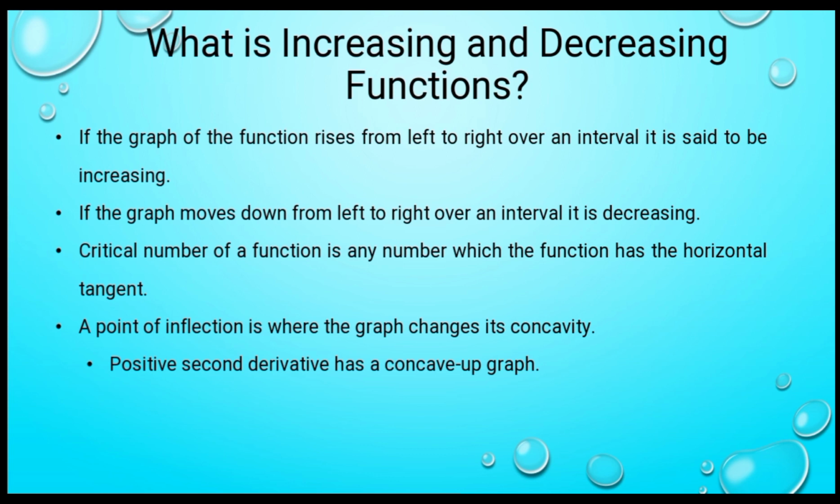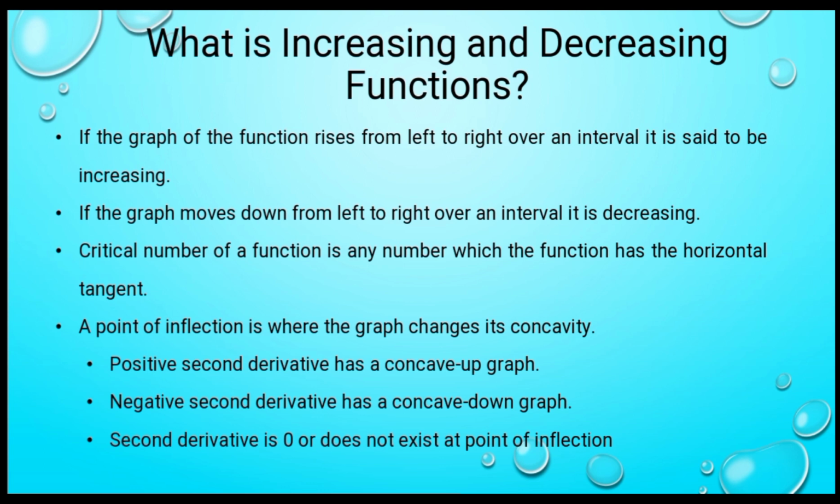First, a positive second derivative has a concave up graph. Second, a negative second derivative has a concave down graph. Then lastly, the second derivative is zero or does not exist at a point of inflection.